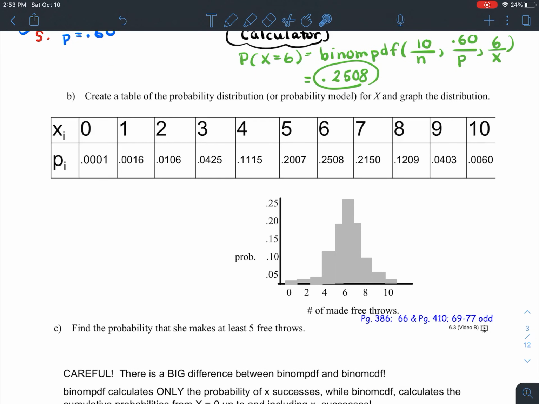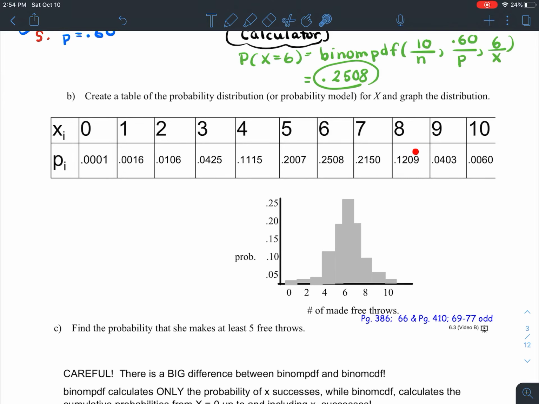Okay, where we kind of left off then was this table that was created for you. It was actually created by repeatedly using this binomial PDF feature with 10 as the number of trials, 60% as the probability of a success, and then this number here, the number of successes, kept getting swapped out for a 0 and then a 1 and then a 2, all the way up through the odds of making all 10 free throws, and that is where these probabilities came from. Those probabilities were then put into a probability histogram here.